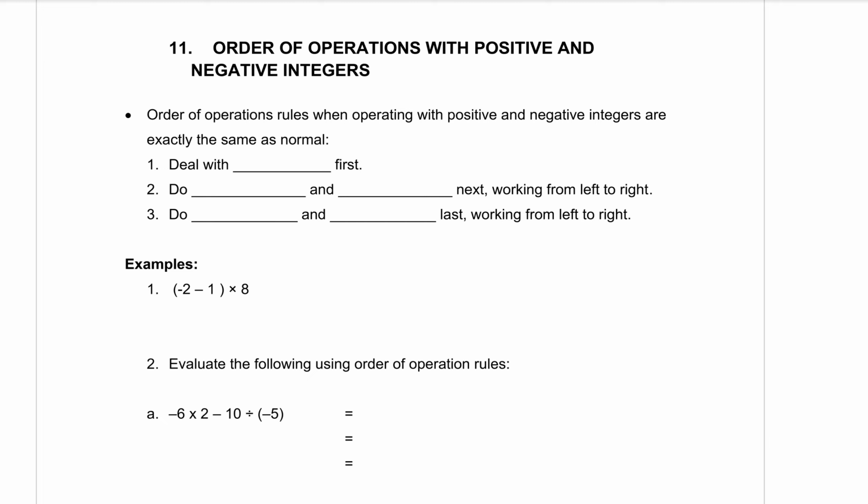Order of operations, rules when operating with positive and negative integers are exactly the same as normal. So we always deal with the brackets first. So fill in the blanks.